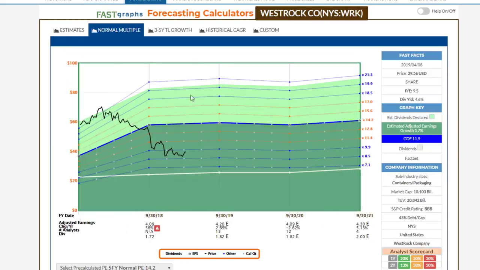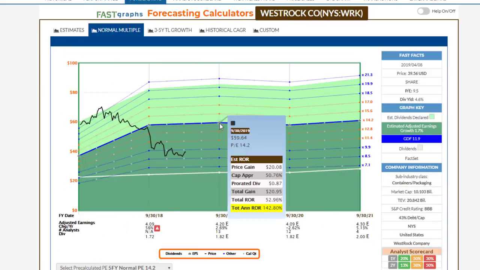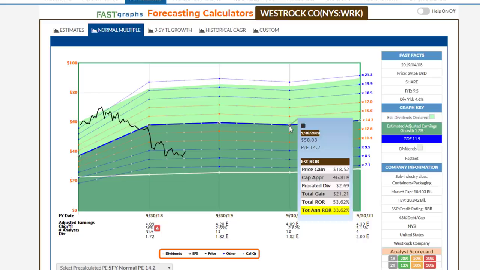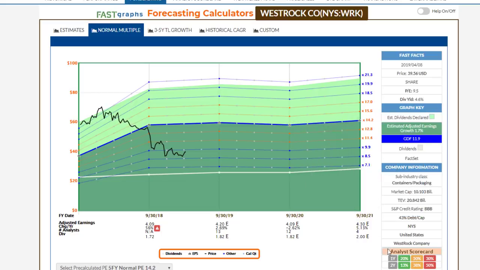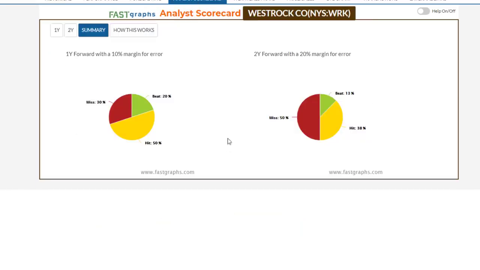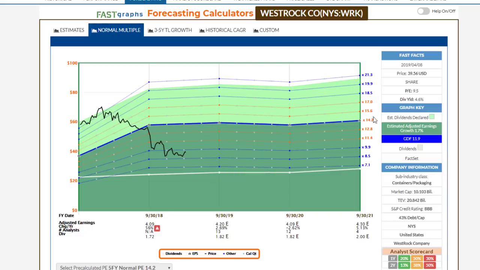Forecasts are for rather flat growth for the next couple years, but if it just reverts back to a 12 PE, you've got a chance to make significant rates of return. Its scorecard is credible. It's not as good as we saw a minute ago, but on the one-year forecast, they only miss 30% of the time, but they do miss half the time on the 2-year forecast. So the further out you go here, maybe the less credit you might give to whether these forecasts are correct or not. But anyway, this is an interesting company that's very undervalued.